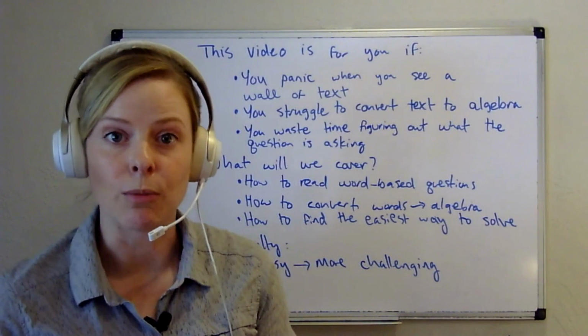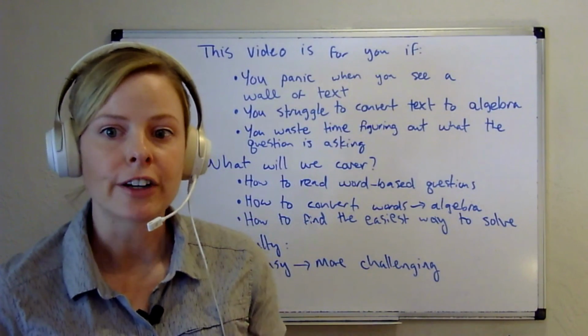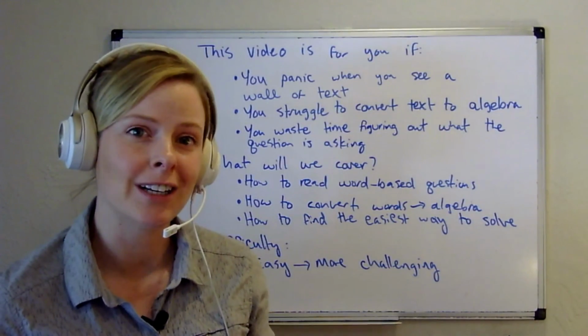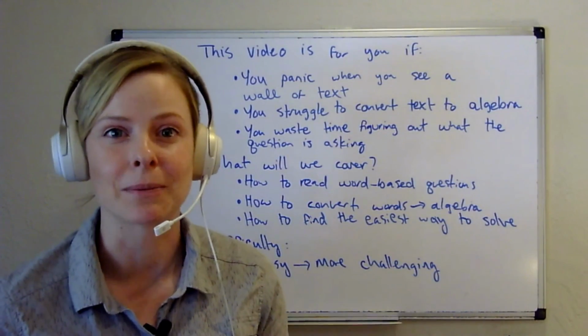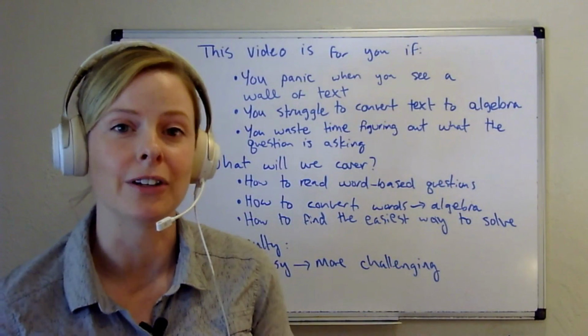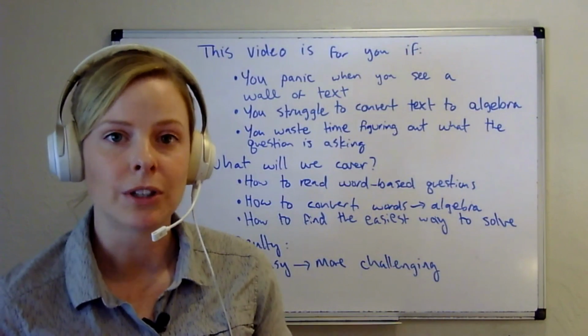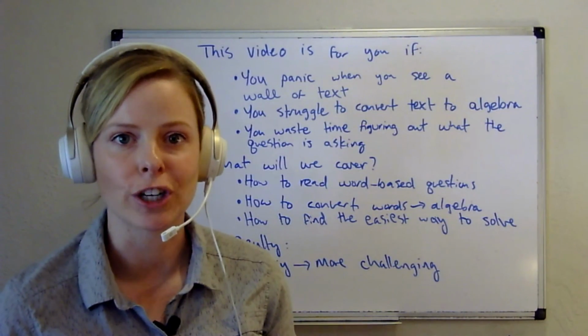A couple of things to note before we dive into examples. First is don't rush when you're reading the question, because if you misread the question and you are solving for something that you've misread, then you are dead in the water. There is no way that you're going to get it right, even if you're really, really good at math. So you want to take your time when you're reading through the question.